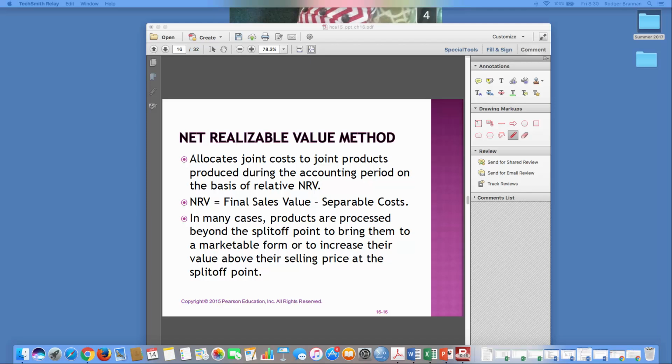Okay, now the net realizable value method makes a basic assumption that you're going to process the products further, that in addition to the joint cost, the product is going to incur additional incremental, or separable, cost to enhance the sales value. And in fact, in many cases, you actually change the nature of the product. But I would only do this if my NRV here is greater than what I would make at the split-off point.